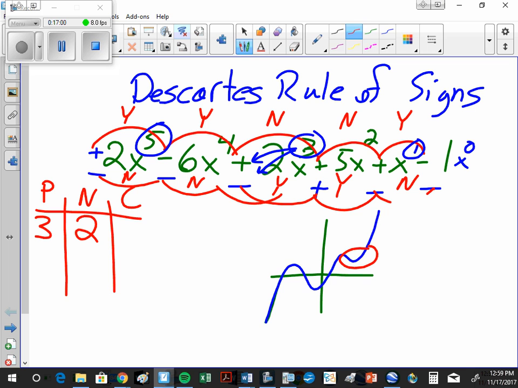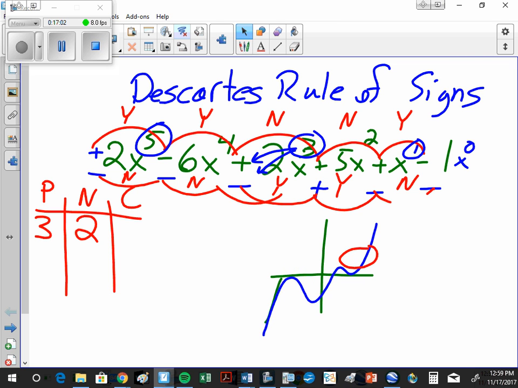Okay? And you can see that as you move the graph up and down. Now it has, that's kind of a bad graph, but so now it has 1 positive and no negatives. Now it has 3 positives and no negatives. And now it has 2 positives and 2 negatives and 1 positive. And right there, it has 2 negatives and 3 positives.